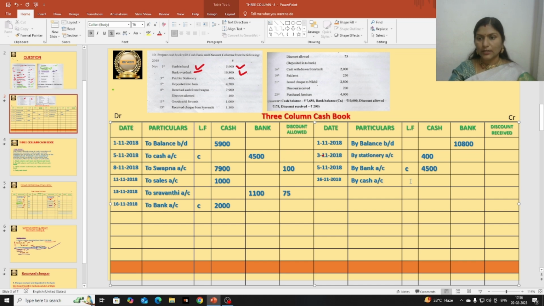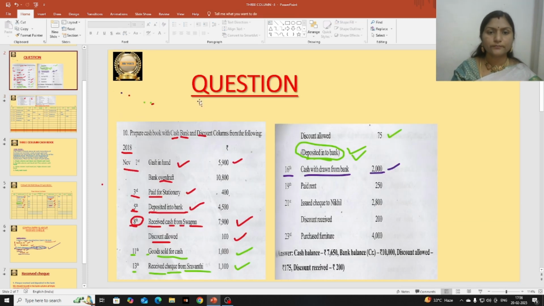And we will mention in LF column C because this is a contra entry. And where will we put the amount? If we write cash, we will put the amount in bank column. How much? Same amount, 2000. Okay. So hope this is clear for everyone. Let us move to the next transaction. So here we have the next transaction.